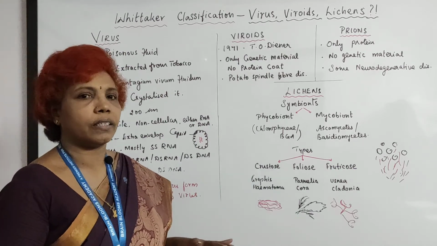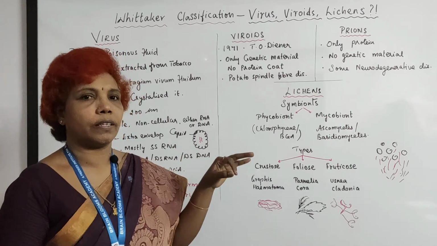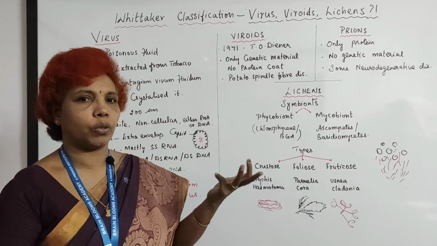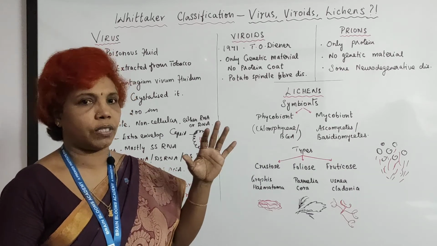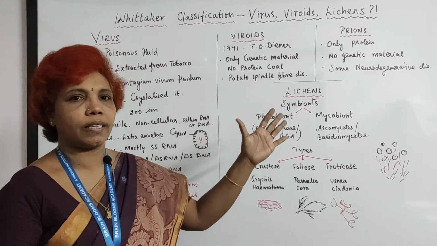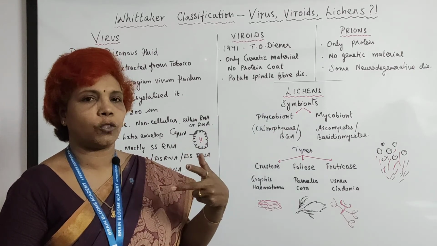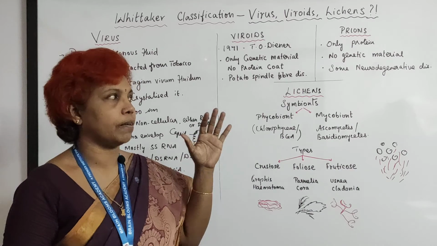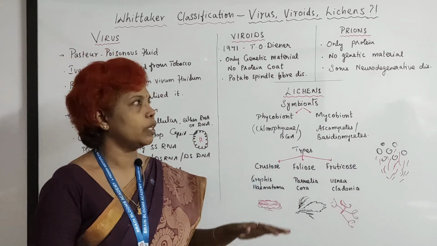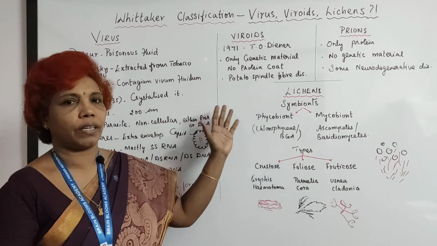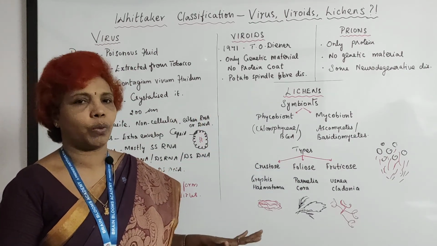Here we have seen just three kingdoms in Whittaker's classification, that is Protista, Monera and Fungi. We didn't discuss anything about Plantae and Animalia because the next two chapters are the plant kingdom and animal kingdom, where we'll discuss plants and animals elaborately. So that's why I've just included viruses and viroids here. And with this, this chapter is coming to an end.